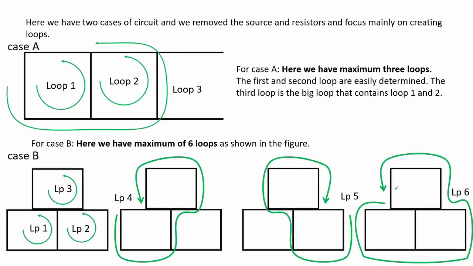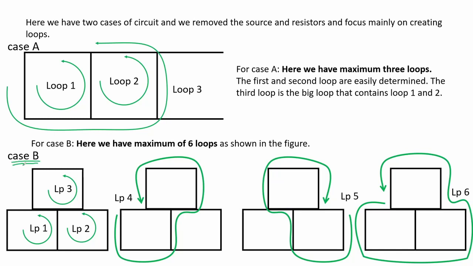Here we have 2 cases of circuits, and we remove the sources and resistors and focus mainly on creating loops. For case A, here we have 3 loops. The first and second loops are easily determined. The third loop is the big loop that contains loops 1 and 2. For case B, here we have 6 loops as shown in the figure.